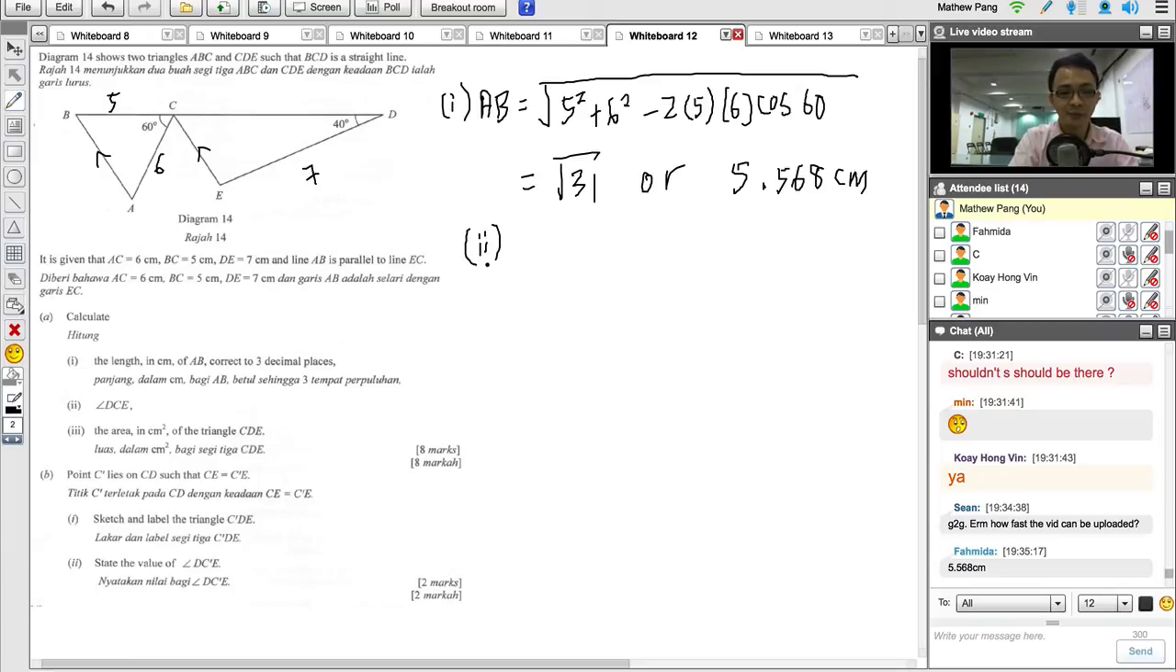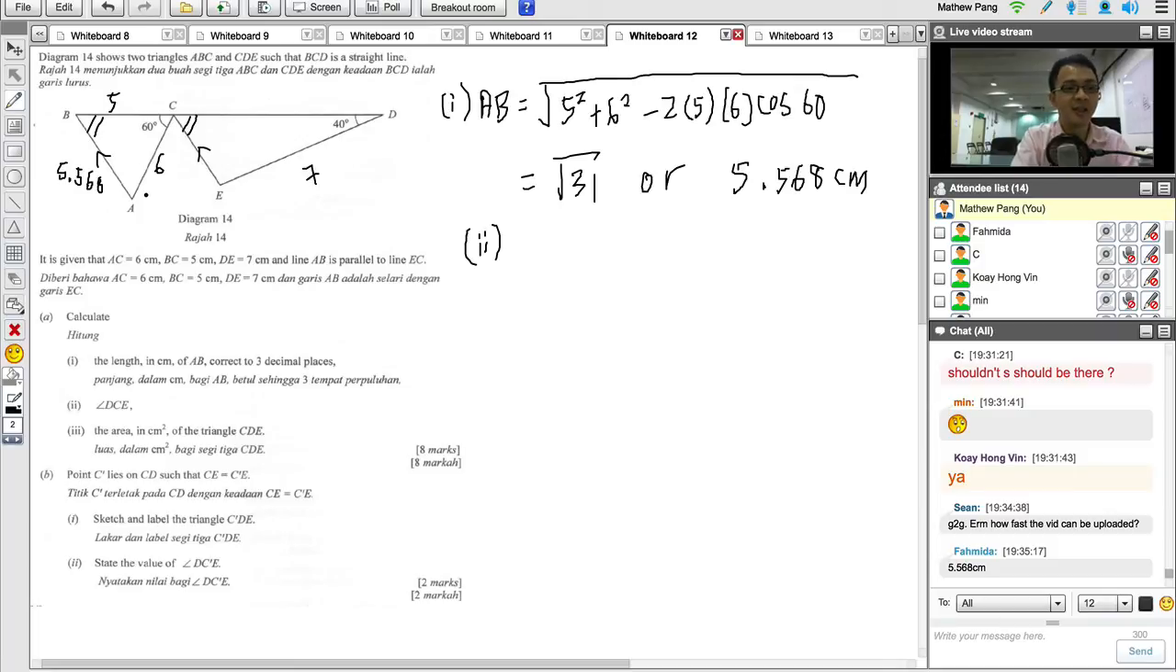For part 2, find the angle DCE. Where is DCE? Since they are parallel, parallel means that this angle will be the same as this angle. So, let me write this in first. It's 5.568.